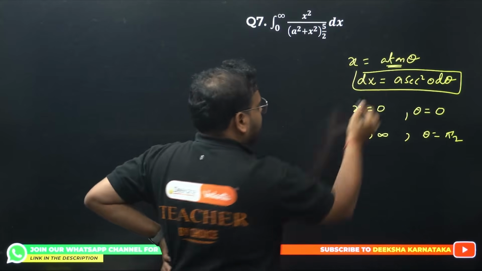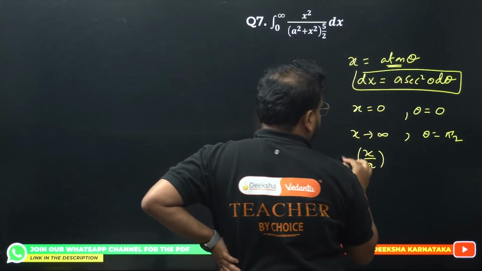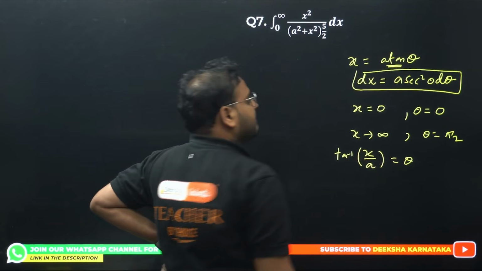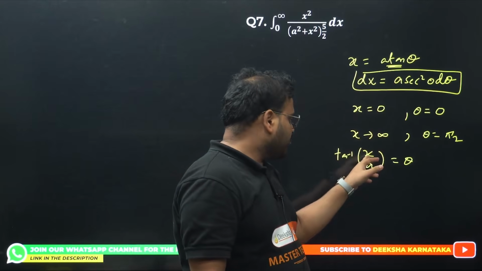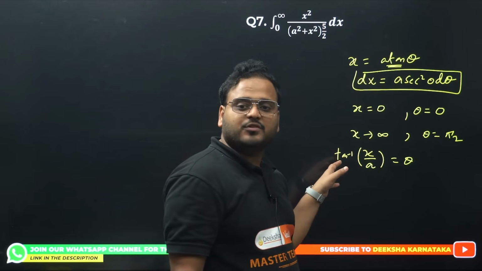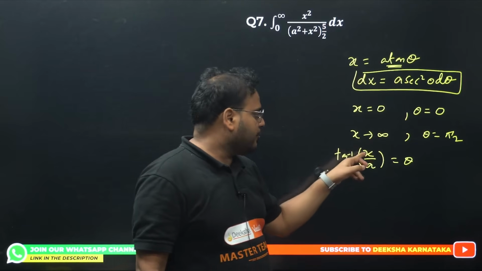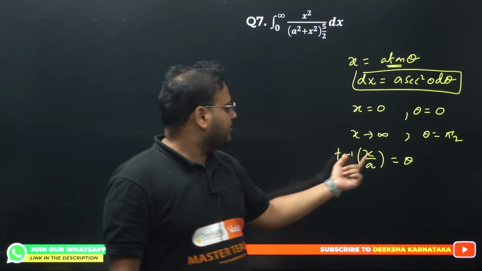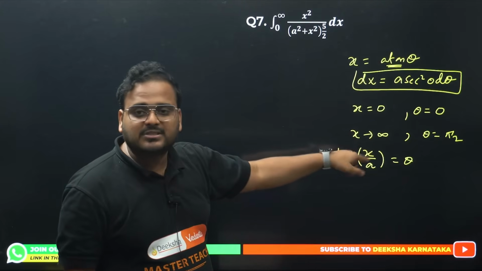If not, please check. What I'm doing here is writing theta as tan inverse of x by a. Please check. If you put 0 over here, 0 by a is 0. Tan inverse of 0 is 0. That's why theta is 0. Put here infinity. Infinity by a is infinity. Tan inverse of infinity is pi by 2. Clear? How I am changing the limits is clear, right?